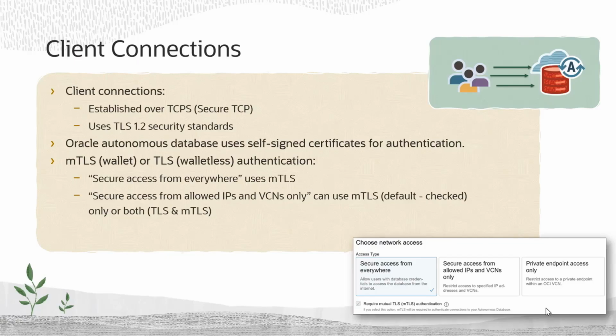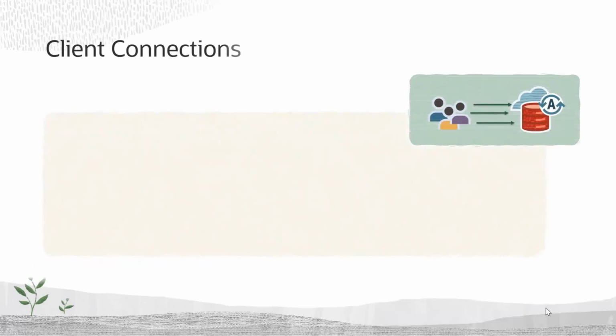You can restrict access to the MTLS method only by keeping the checkbox Require mutual TLS (MTLS) authentication ticked in the console, which is the default setting. It's the same behavior if you choose private endpoint access only, where you can use both MTLS or TLS, or restrict to use the MTLS method by keeping the default setting. Unchecking the box allows you to use either of these two authentication methods.